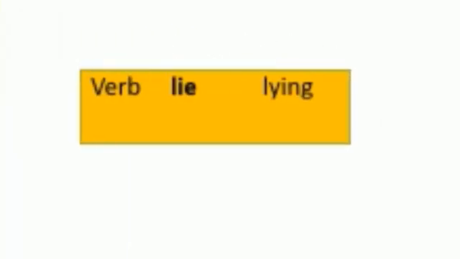Look at the verb lie. It ends with ie. Here we have to change the ie into y and then add ing to make the progressive form.